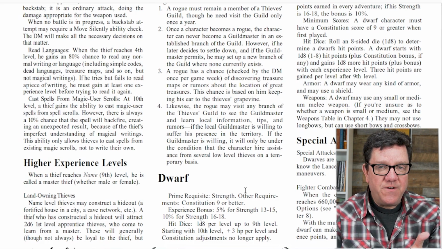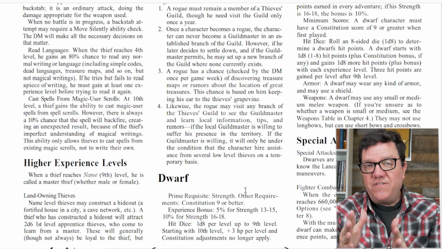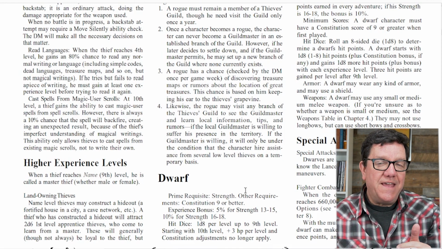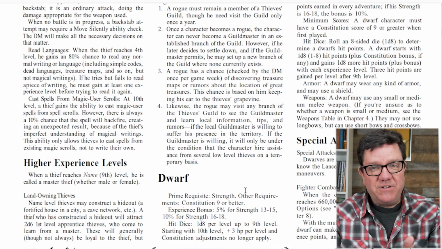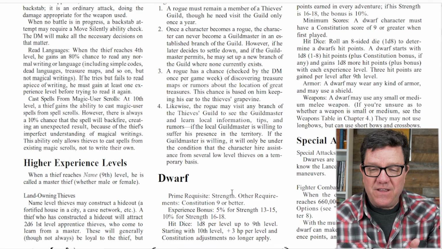You must have a 9 or better, otherwise you can't be a dwarf. And these demi-human races have these characteristics, the elf and the halfling as well. They get some real ability. They also have level limitations, as I talked about, but they make up for that in some of their abilities.